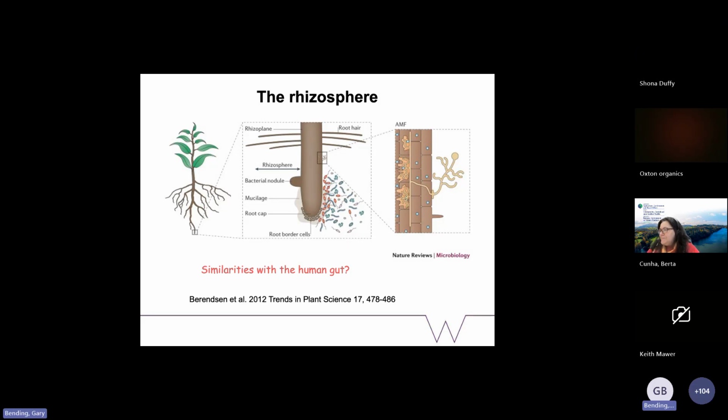And it's been suggested that there are similarities between the rhizosphere and the human gut. Both are packed full of microbes. Both have a role in providing the plant or the human host with nutrition, and both will modulate host immune responses as well. Which I think is a really nice way of thinking about the rhizosphere. It's the plant's gut effectively.